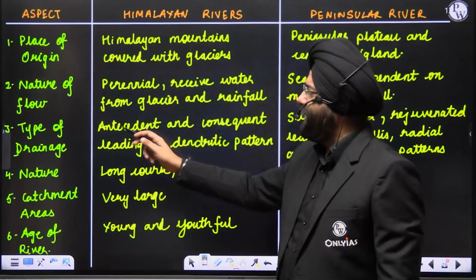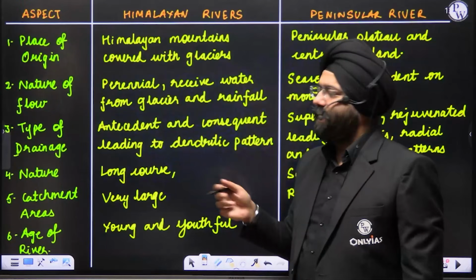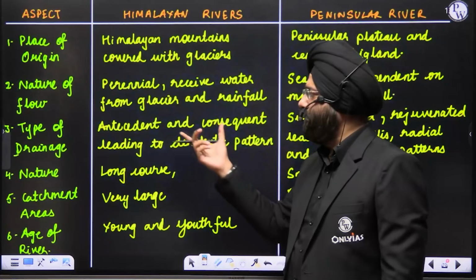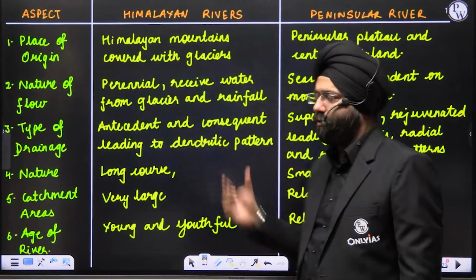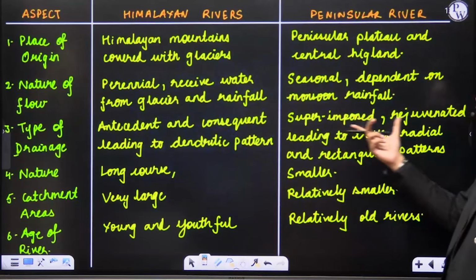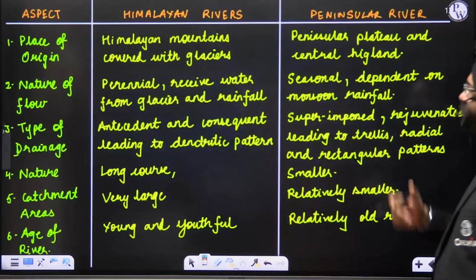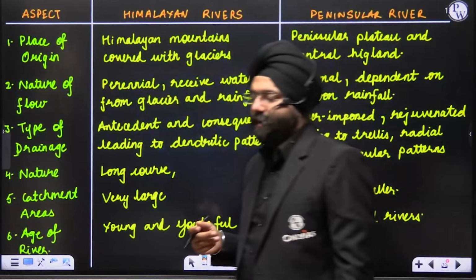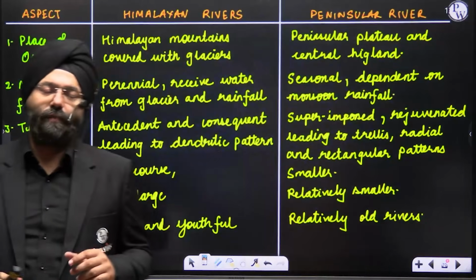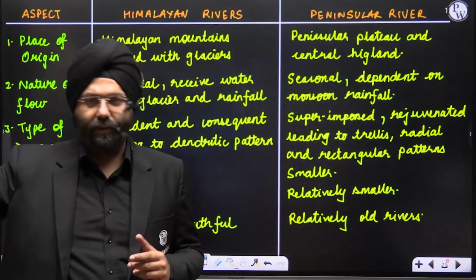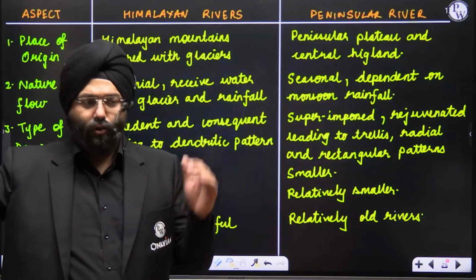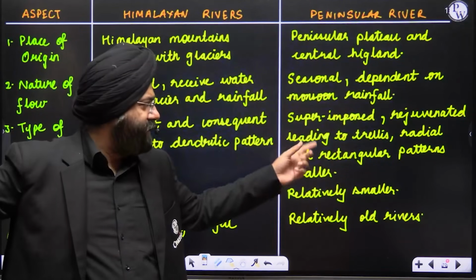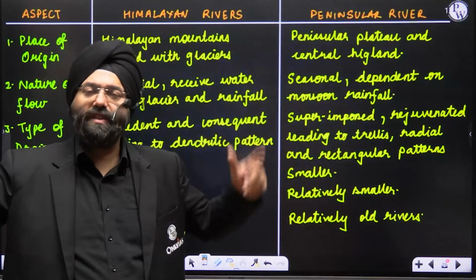Type of drainage, antecedent and consequent. You know that antecedent, consequent, we've already studied that in the concepts. So these are again, many dendritic patterns are also formed here. Over here, superimposed, rejuvenated, leading to trellis, because you realize that the topography of the region of the peninsular plateau is very different. There are a lot of hard rocks, soft rocks present there. So you realize these types of trellis, rectangular pattern are more visible there.